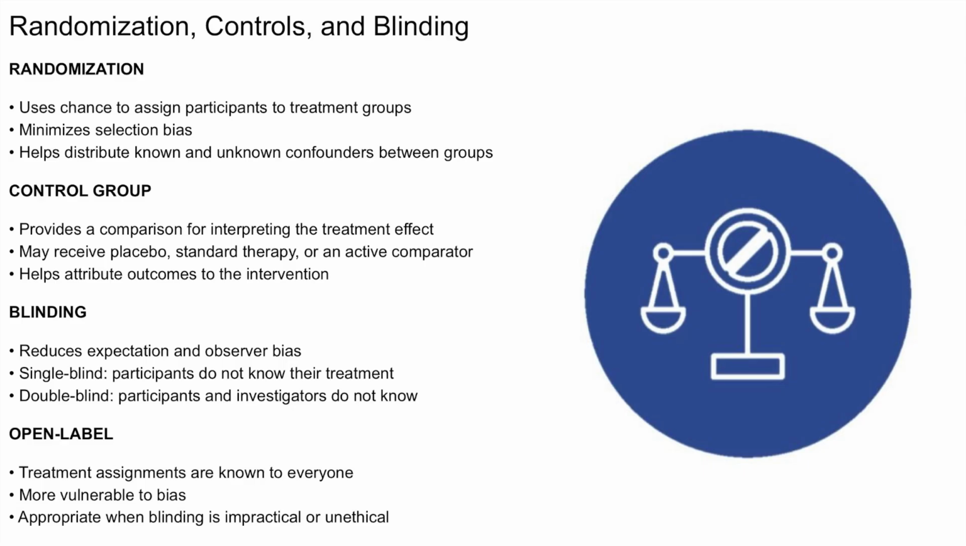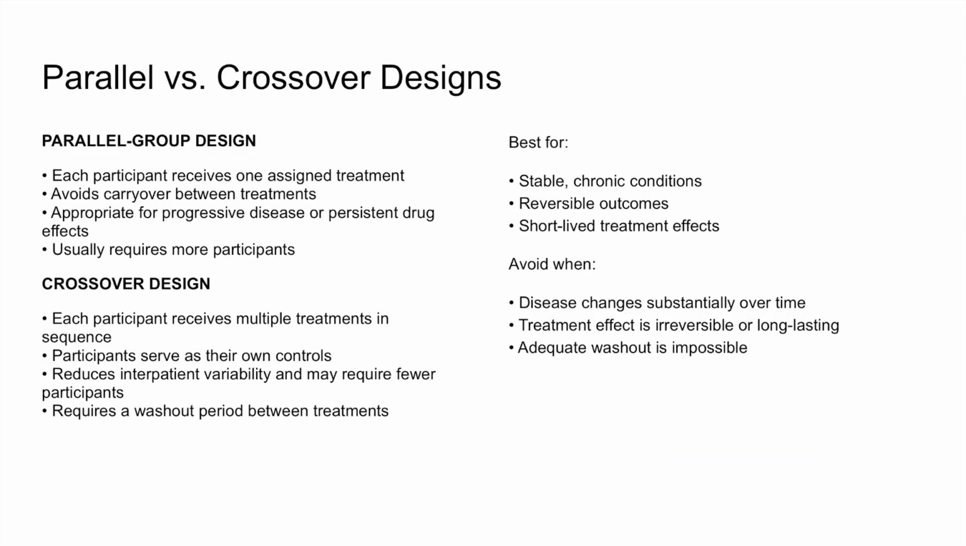Although open label designs are more vulnerable to bias, they may be necessary when blinding would be impractical or unethical. In a parallel group study, each participant receives one assigned treatment and remains in that group. This prevents carryover between treatments and works well when the disease progresses over time or when treatment effects are persistent. The trade-off is that more participants are usually needed because outcomes are compared between different people.